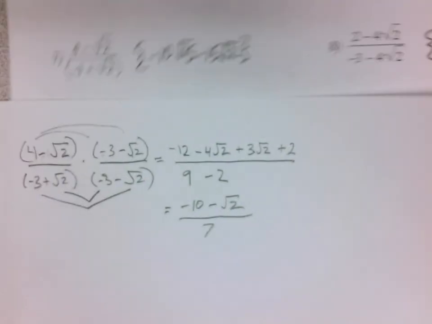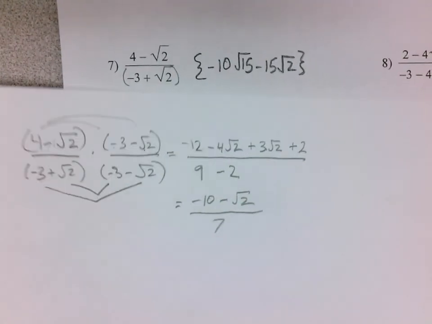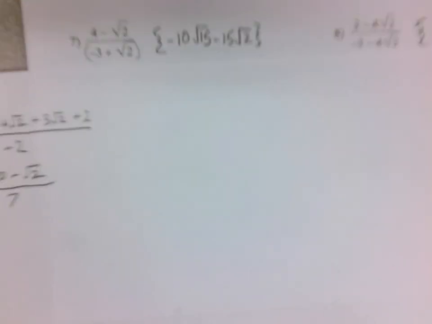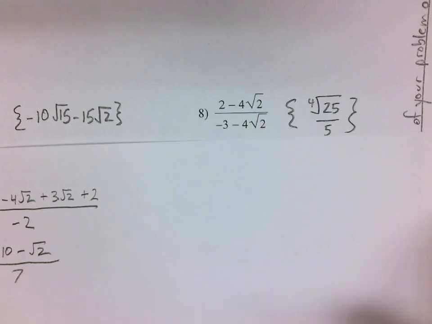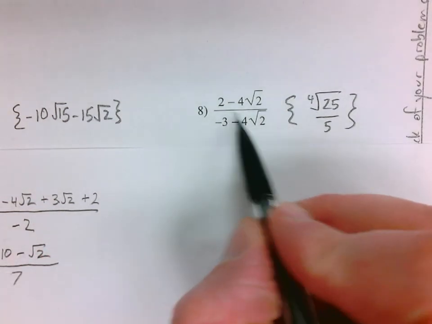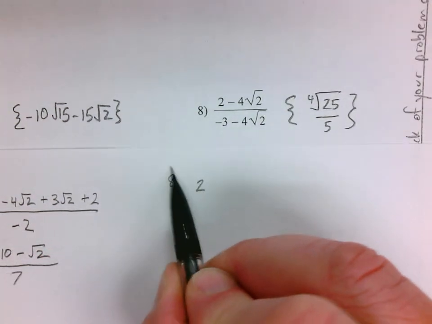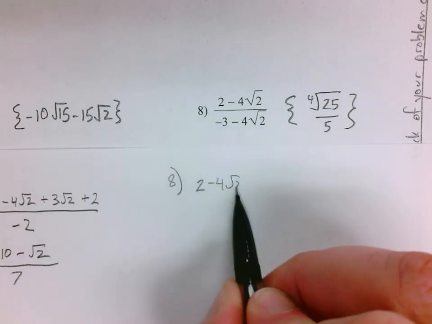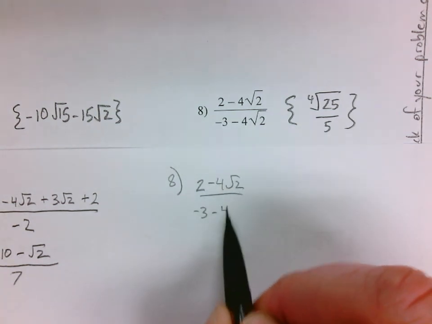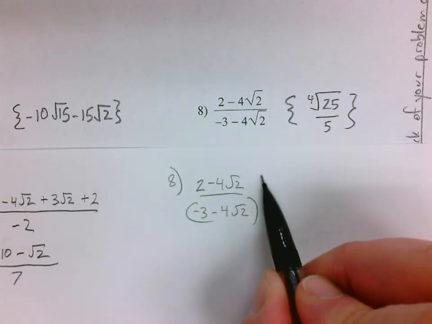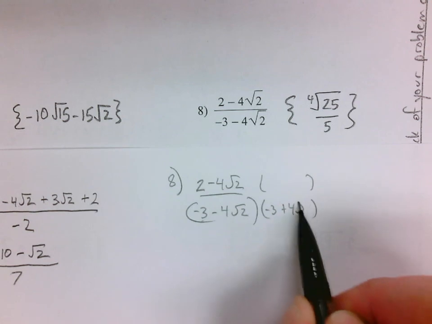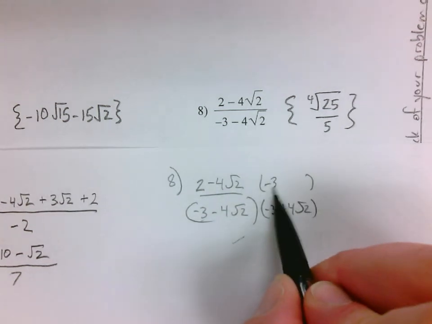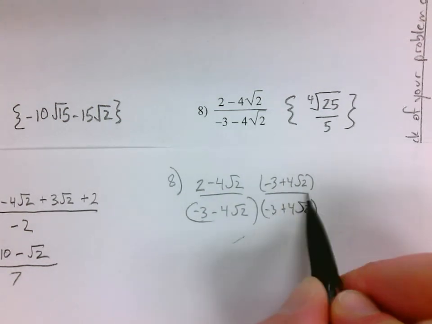Because if you get stuck on one of these, you can't get out of your little loop here. So I'm going to go ahead and work on number 8. Same kind of question. 2 minus 4 radical 2 over negative 3 minus 4 radical 2. Multiply by 1, which would be negative 3 plus 4 radical 2. Don't worry about the negative.